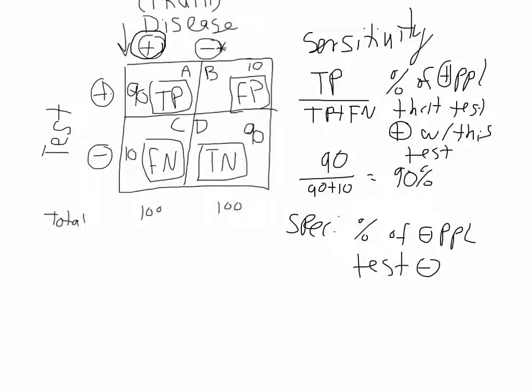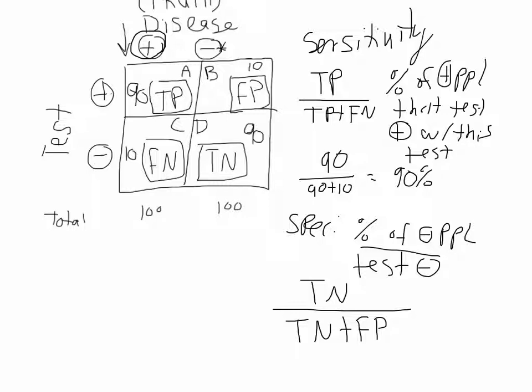So for all of the negative people, these are all negatives, so I have false positives and true negatives. I can describe all negative people as being true negatives plus false positives. And I want to know what percentage of these negative people will test negative. That would be my true negatives divided by true negatives plus false positives.